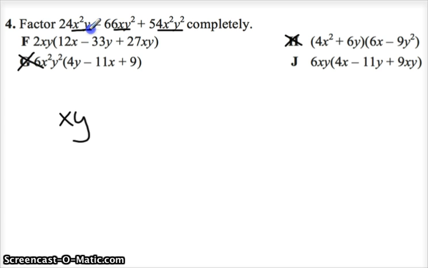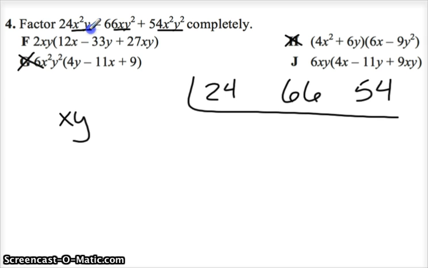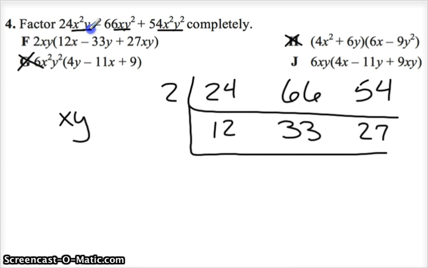The next thing is, what is the greatest common factor of 24, 66, and 54? So I'll do my greatest common factor, 24, 66, 54. I know I can take a 2 out of those. I'm left with 12, 33, and 27. I'll also notice that I have 3 in common with all 3 of these. So if I take a 3 out of all of them, I'm left with 4, 11, and 9.